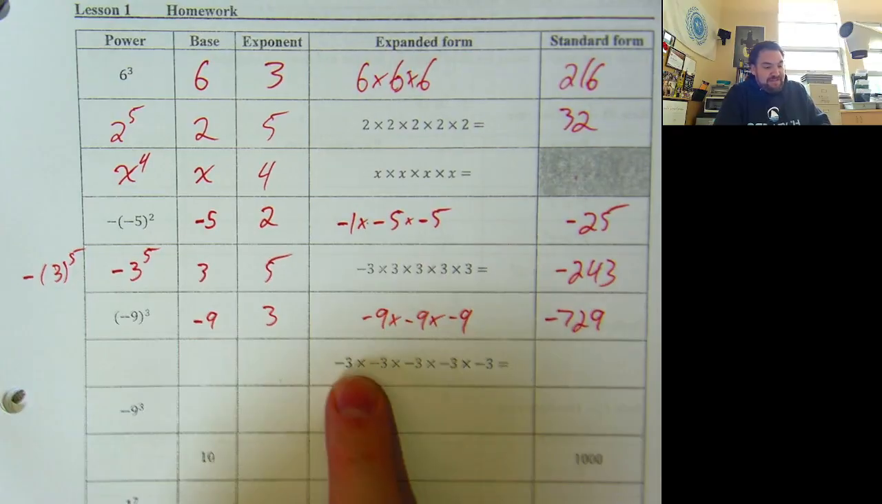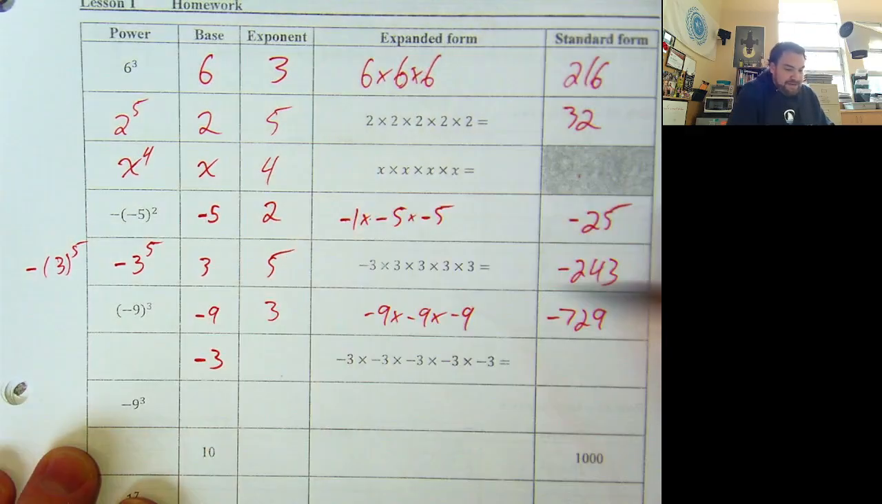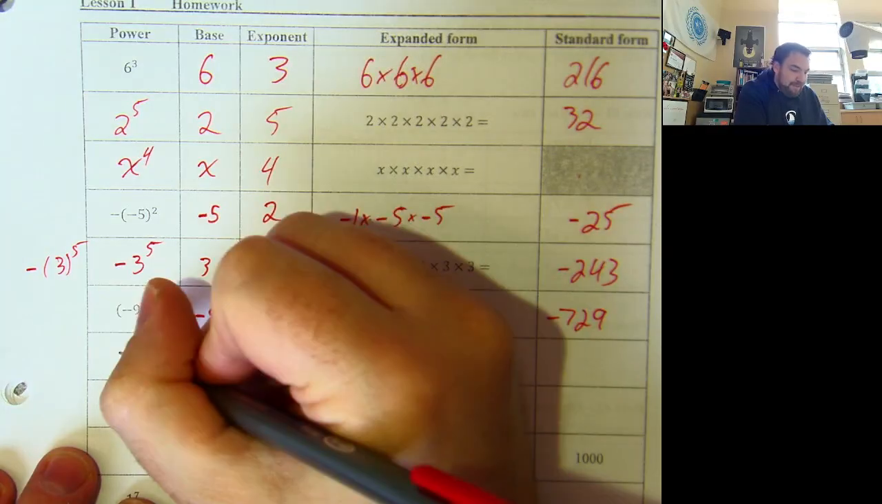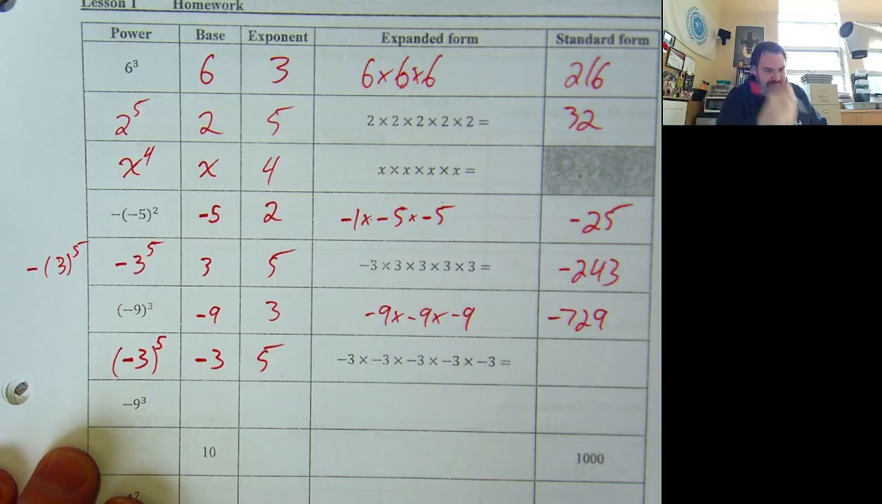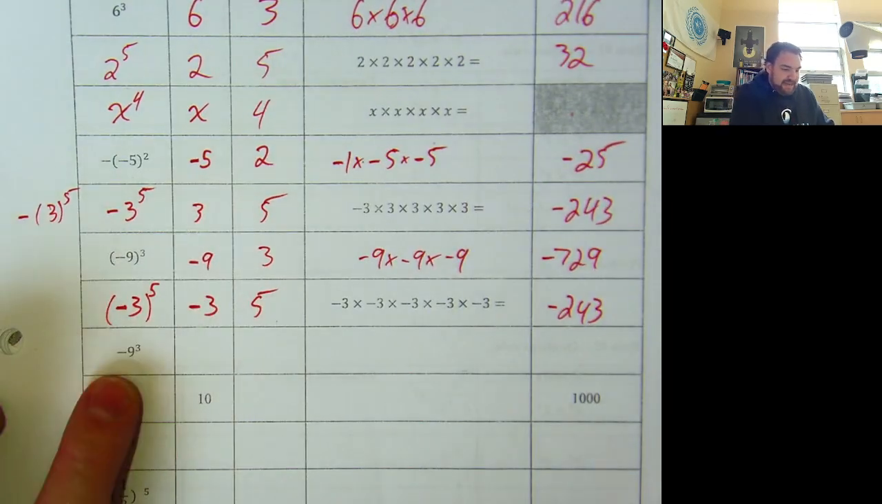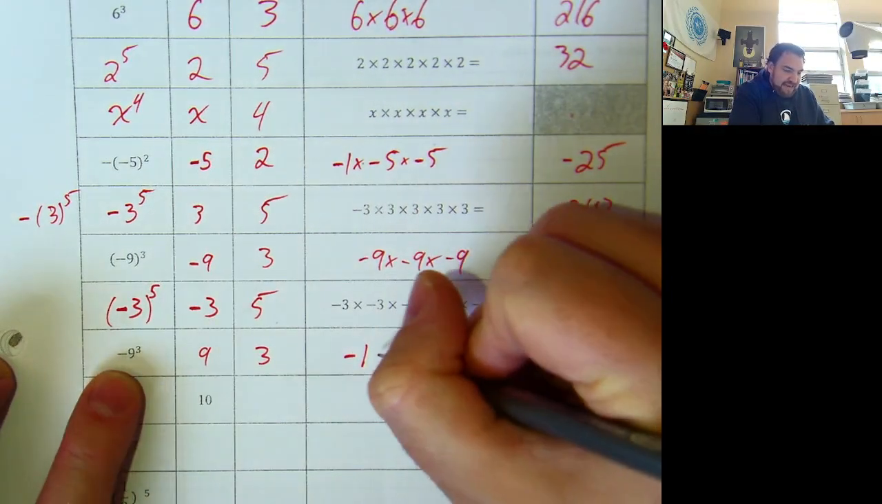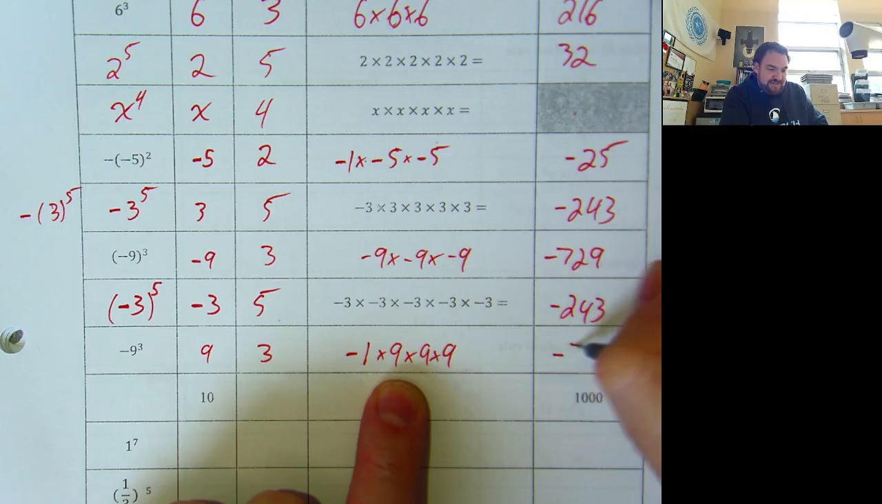This guy, the negative is included as part of the repeated multiplication, so it needs to be included as part of the base. There's 5 of them there still. So this one needs to be written as negative 3 with that minus sign in brackets to the power of 5. So that's going to be negative 243 again. This guy is going to be a base of 9, an exponent of 3. That minus sign gets tacked on as a multiplication by negative 1 in expanded form, and then this is going to give us negative 729.